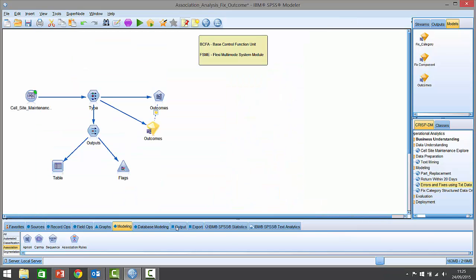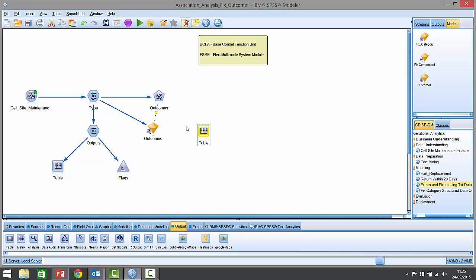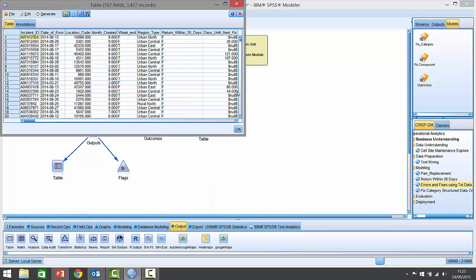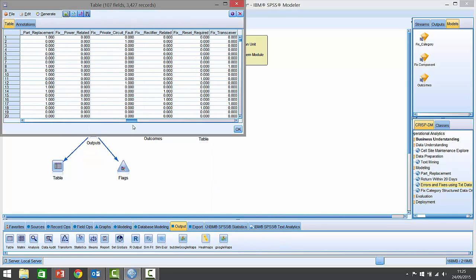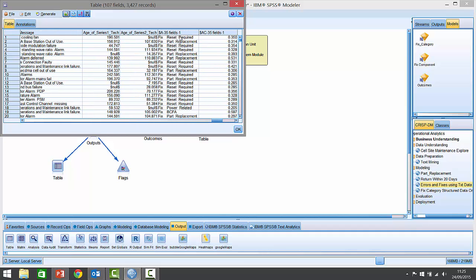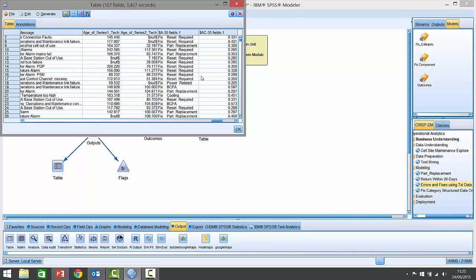And if I just connect up a table at this point, we'll look at what this particular model generates for us. If I scroll along to the end once again, here we have rules, and it's saying I've got a likely outcome. I think this one's going to be a reset. I think this one's going to be a part replacement. I think this one's going to be a BCFA.